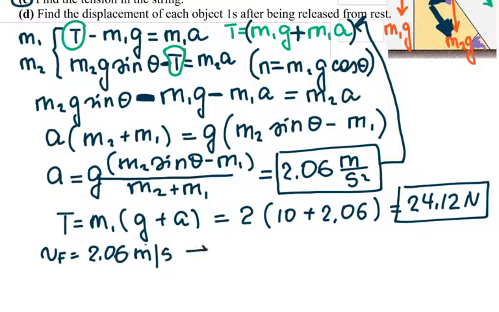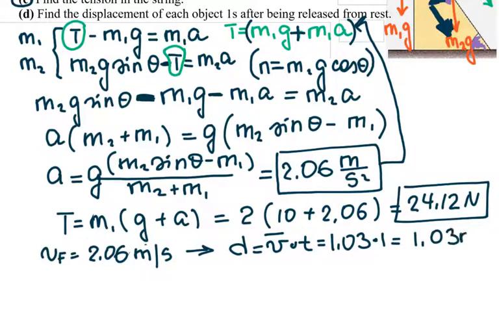And if you want to find the distance, it's average velocity times the time. If initial velocity is 0, final is 206, the average is 103, and the time is 1 second. So the distance traveled is 103 meters.